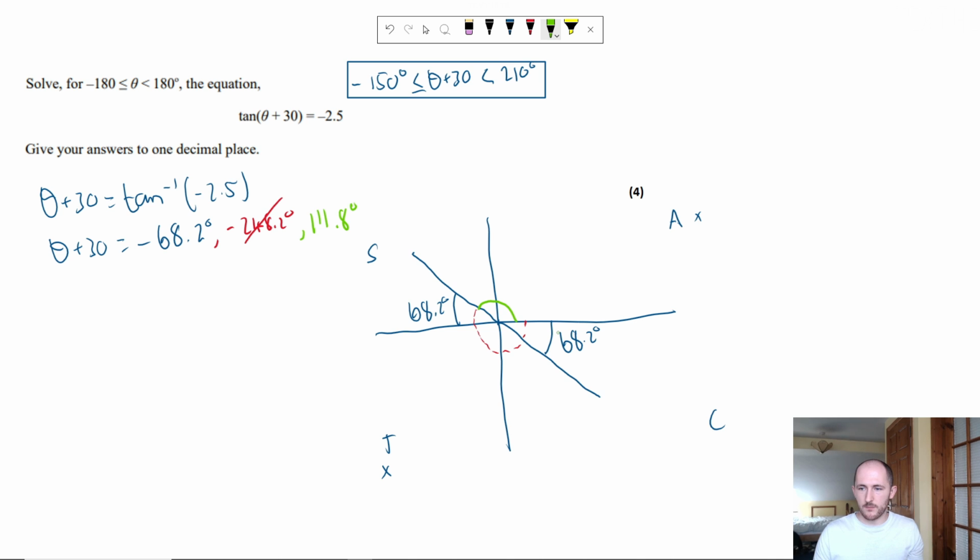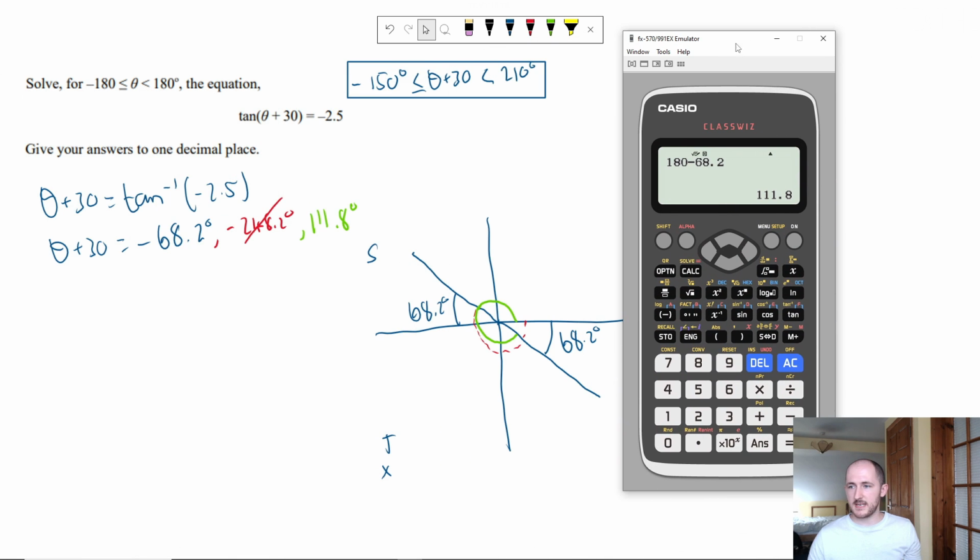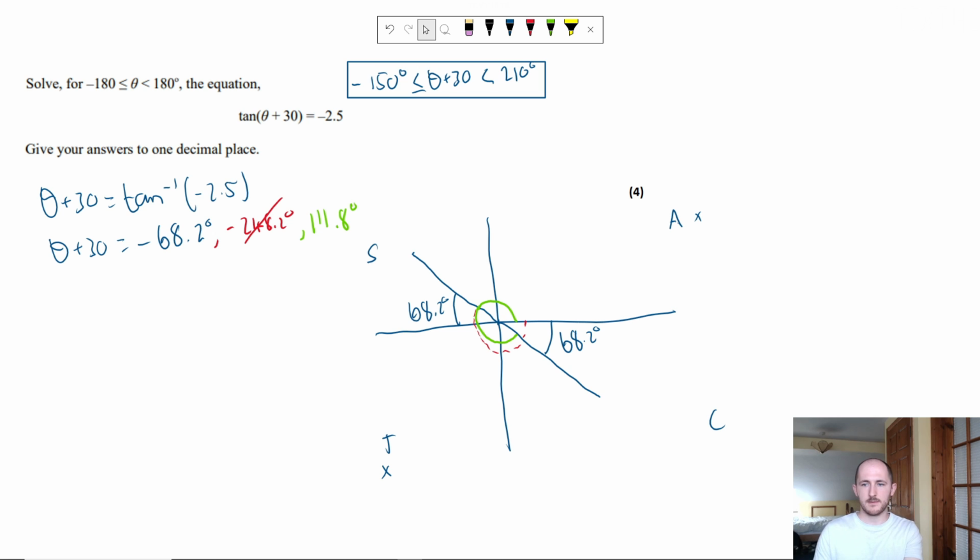We can now go and read this reflex angle here. What would that be? Well, angles in a point add up to 360. That would be 360 minus 68.2, which is 291.8, which is too big. Doesn't work.